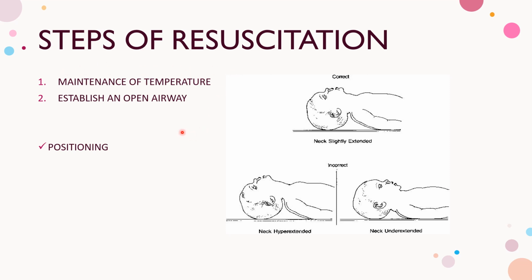Next is establishing an open airway. How do we establish an open airway? First is the position. Here are pictures showing the correct method. The neck should be slightly extended. It should not be hyperextended or underextended. The infant should be positioned on the back with the neck slightly extended to ensure an open airway. A rolled towel or sheet can also be kept under the shoulders, elevating them 3/4 to 1 inch off the mattress to maintain the correct position.